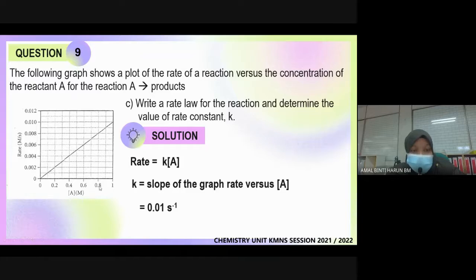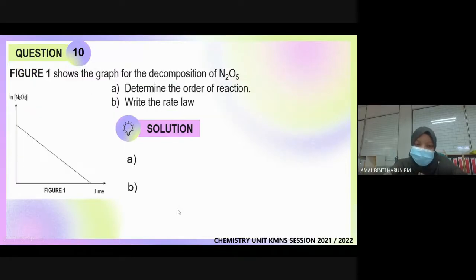Kalau you ambil concentration A 1, rate yang you substitute 0.41. So, pick any point and substitute into the rate law. So, you will get the value of the K, which is 0.01. So, unit K bagi first order adalah per second. Okay, mesti bagi unit rate, mesti bagi unit K. So, unit ni penting.